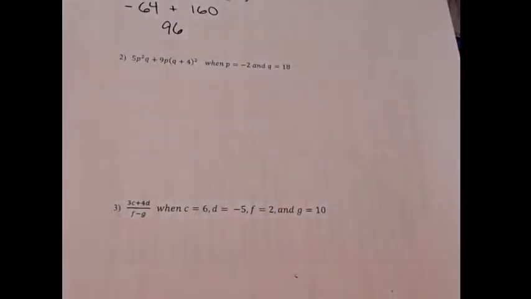For number 2, let me fix this, it's a little lopsided here. For number 2, we have 5p squared q plus 9p parentheses q plus 4 quantity squared when p is -2 and q is 18. And then for number 3, we have 3c plus 4d all over f minus g when c is 6, d is -5, f is 2, and g is 10.